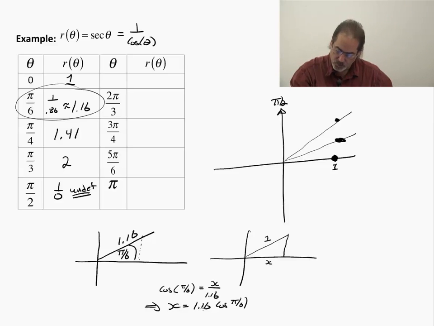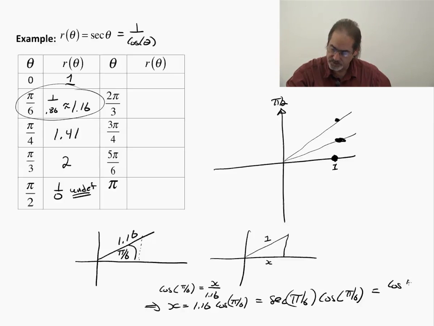But what is this 1.16? 1.16 is secant of pi over 6, correct? So x is actually equal to secant of pi over 6 times cosine of pi over 6, because remember the radius here is actually secant. But secant's 1 over cosine. So this is cosine of pi over 6 over cosine of pi over 6, which is obviously just 1. So this x coordinate is 1, so it shouldn't be over here, it should be straight up. Oh, let me get a red one.